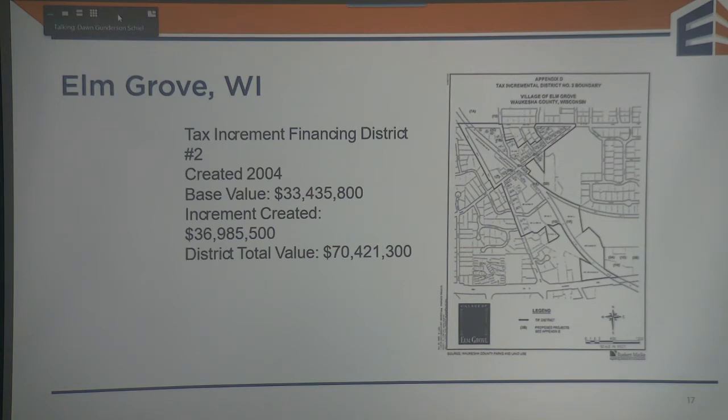So the TIF itself has increment value, or new development value, since its creation of just under 37 million. It's the collection of taxes on that 37 million that is paying for project costs within that district as it's been going through its natural life. So in total, that area now is worth 70.4 million from its original 33.4 million. So that growth has been fairly strong, it's more than doubled in size.